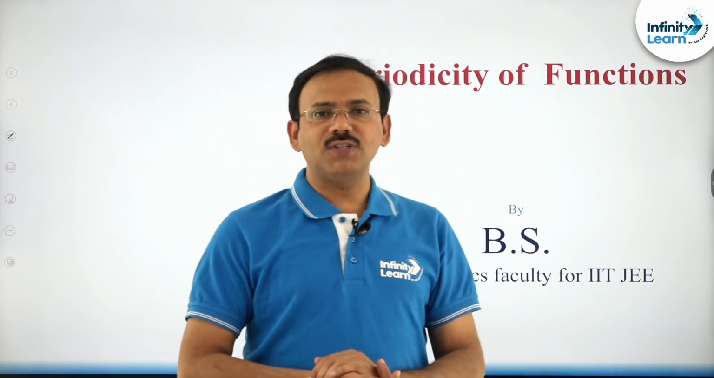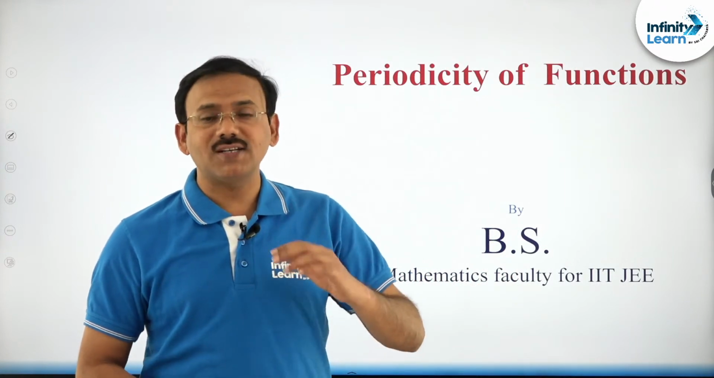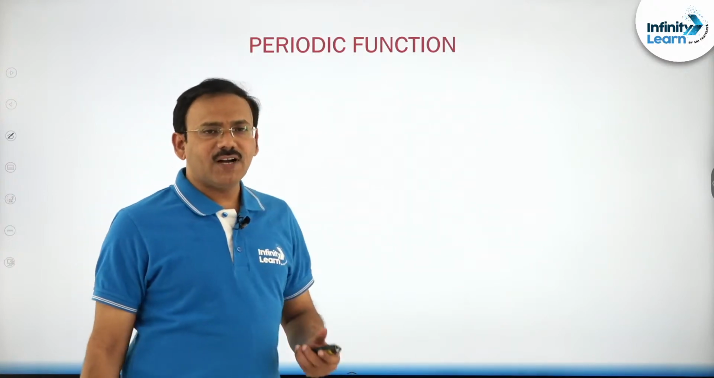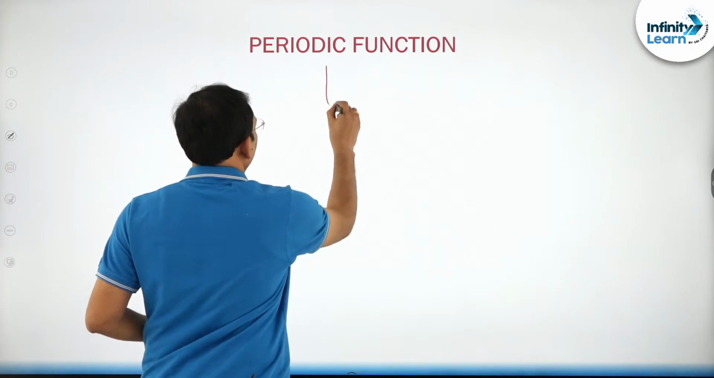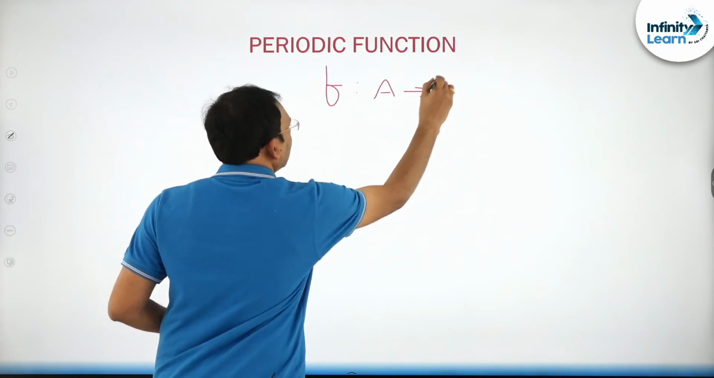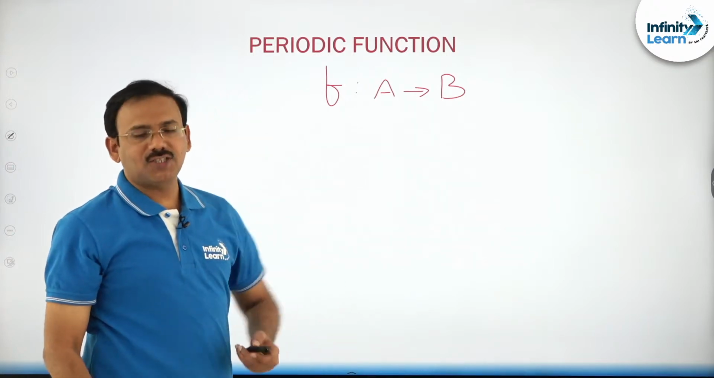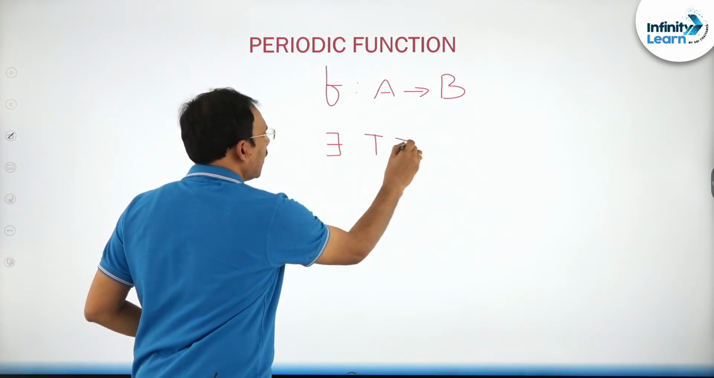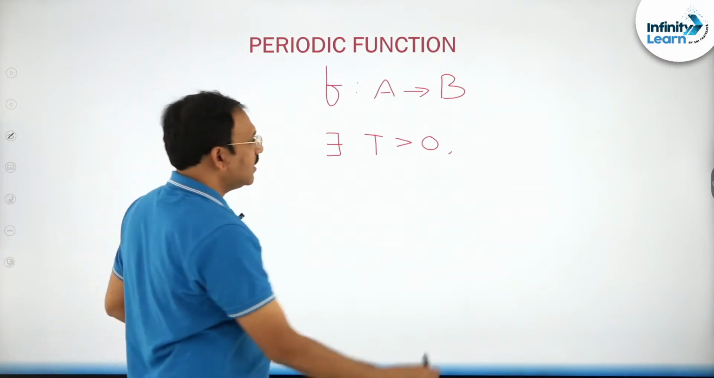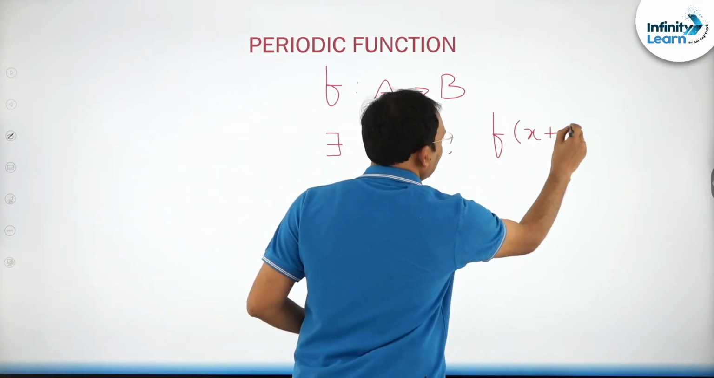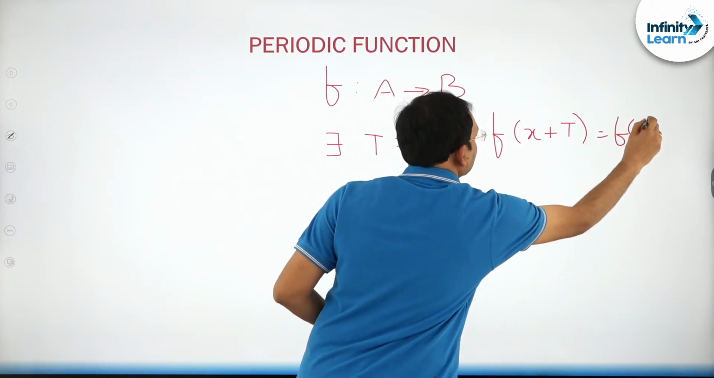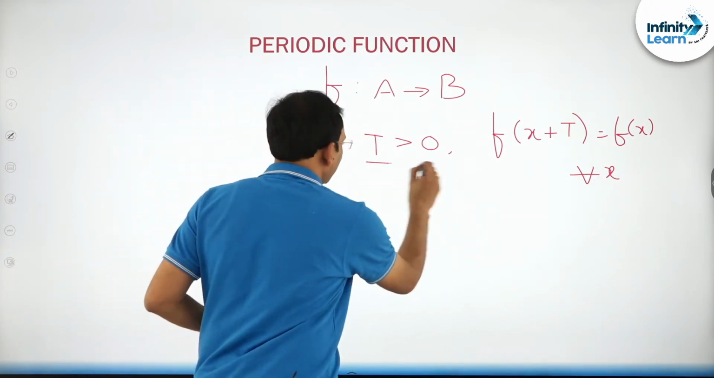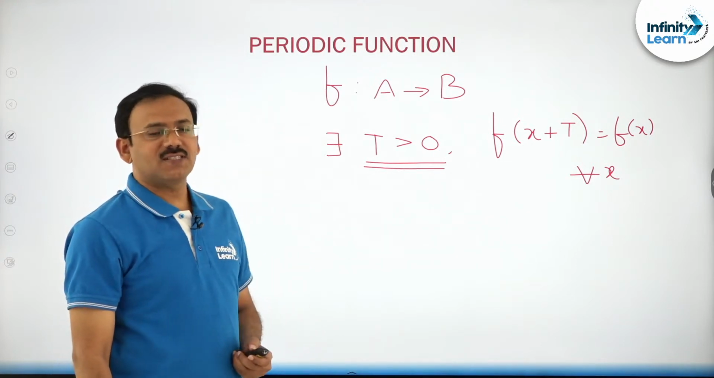So, before we go to the special points, first let us define what a periodic function is. Shall we start? Friends, a real function f from A to B is said to be a periodic function if there exists some positive number t such that f of x plus t is equal to f of x for all x.